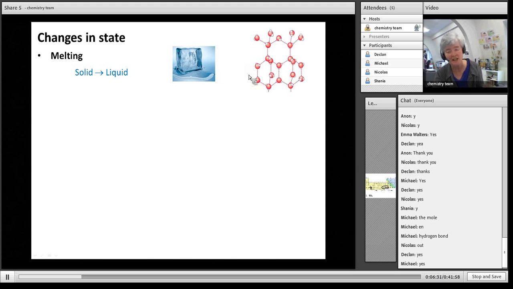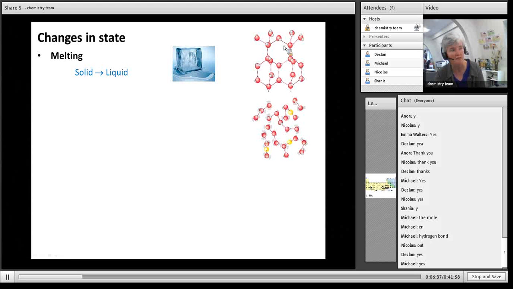So if we try and explain it on a micro level, what we're saying is we've got to break a lot of these, not all of them, but a lot of these to go from the solid to the liquid. So you'll notice there's still quite a few hydrogen bonds in liquid water. It's just not as many as in a solid. Okay. If I freeze, I go the other way. So I'm going from a liquid to a solid. Okay, so I'm trying to show freezing there.